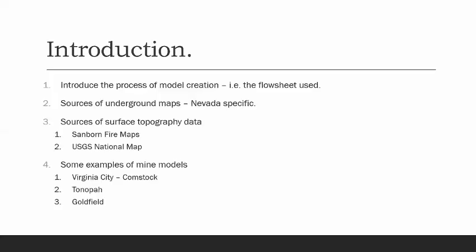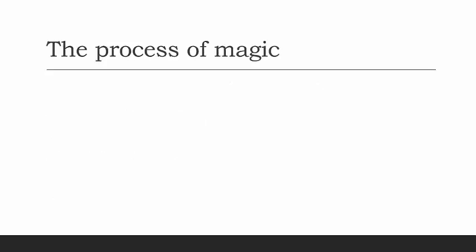I'm going to talk briefly, because my talks in the UK tend to go on for about an hour and a half or 2 hours, so 20 minutes isn't a great deal of time. I'm going to introduce you to the process of how I create the models, and there's a flow sheet, which you'll see in a couple of pages' time. I'm going to describe briefly the sources of the underground maps that I've used, specifically for Nevada rather than anywhere else. I'll talk a little bit about where I get the surface topography data from, and then I'm going to finish up with what the talk is really about, and that's the example of some of the mine models. Right, next slide, please.